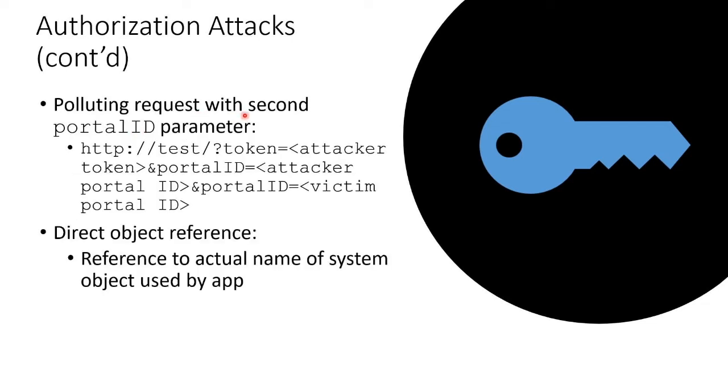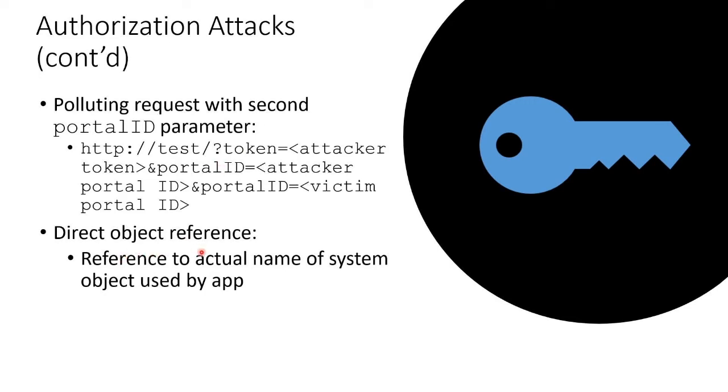So we could pollute their authorization request or their authentication with a second portal ID parameter. So go to this thing, here's the token, ours, and a portal ID, our attacker ID, and then a portal ID for the victim ID, which means we're using their authentication, but letting us go along for the ride.